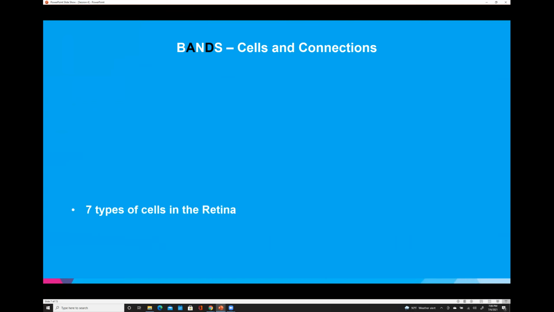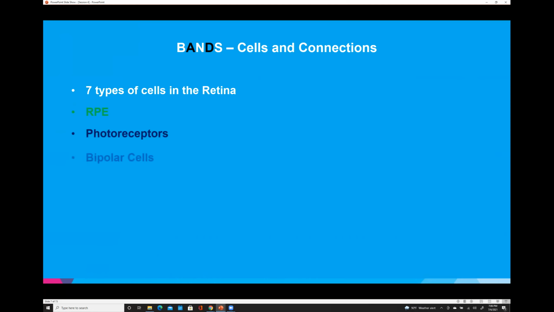Right. So here is the thing that I want you to remember. From a general perspective, there are 7 types of cells in the retina, okay? I'm going to go through them and I color coded them. Sorry, RPE is a little hard to see, but it's RPE, photoreceptors, bipolar cells, ganglion cells, horizontal cells, amacrine cells, and Mueller cells. That's it. Those are the types. There may be one wayward cell here and there, but these are the types of cells that you are going to deal with in the retina. It's not more complicated than that.